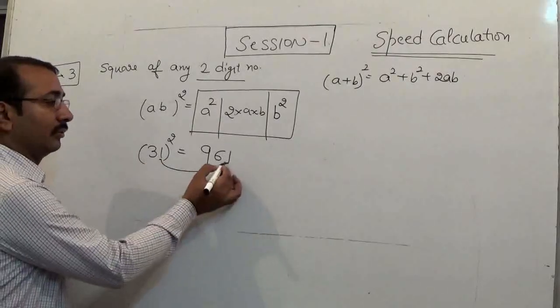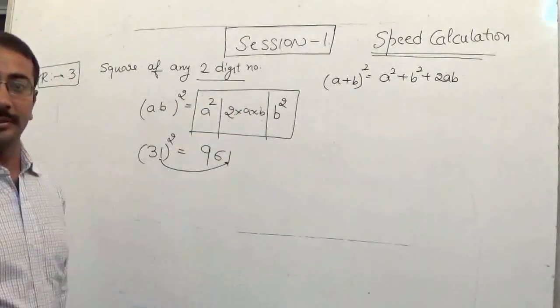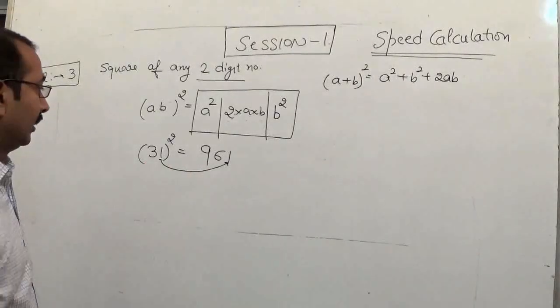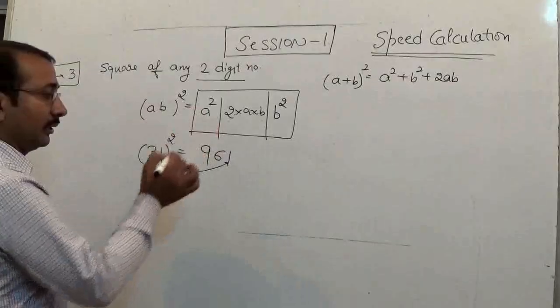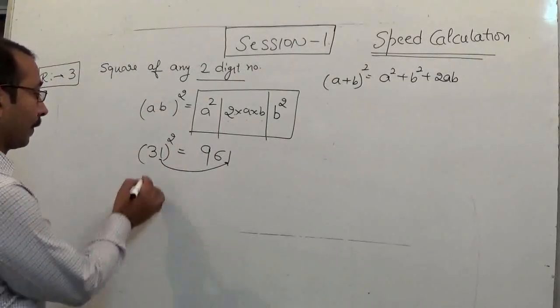Just understand it again. 1 square will give you 1. Then for the second place we know 2 into a into b. It means we have to make 2 into 3 into 1. This will give me 6. Then I have to make it square of 3. This will give me 9. So I can say this will be 961.